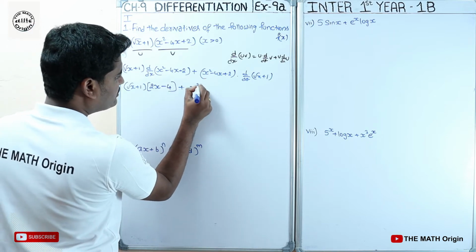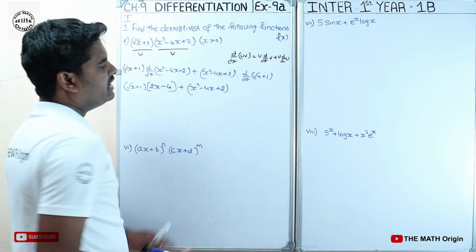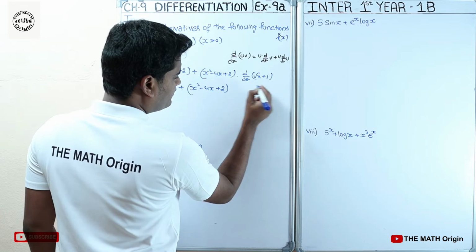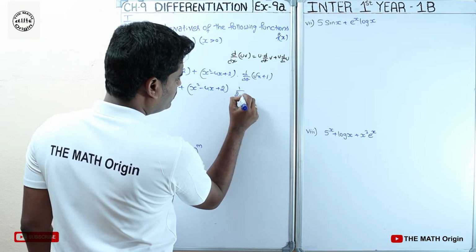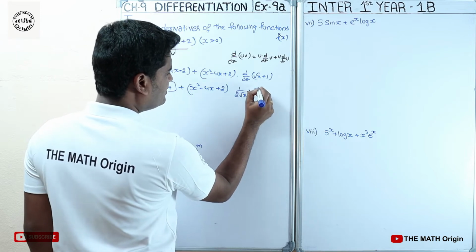Next, plus x square minus 4x plus 2 into d by dx of root x. D by dx of root x is 1 by 2 root x. How it became, I will tell. And d by dx of 1 is 0.